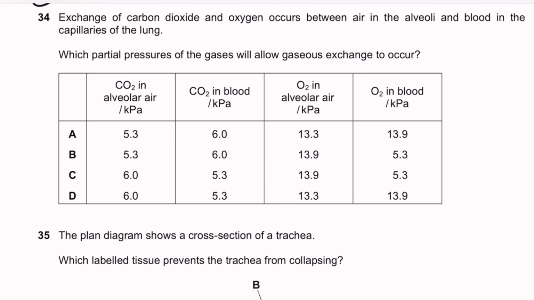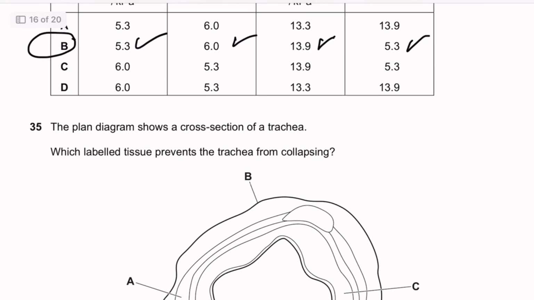Obviously, in the alveolar air, we should be having a low partial pressure of carbon dioxide, but in the blood, we should be having a high one because we're trying to get rid of CO2 in the blood. However, in the blood, we should have low oxygen, and in the air, we should have really high oxygen. So, yes, 13.9, I guess, and then maybe 5.3, and 6, and 5.3. So this is going to be it.